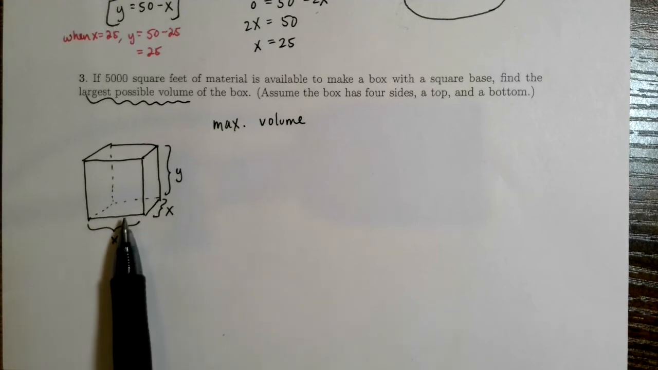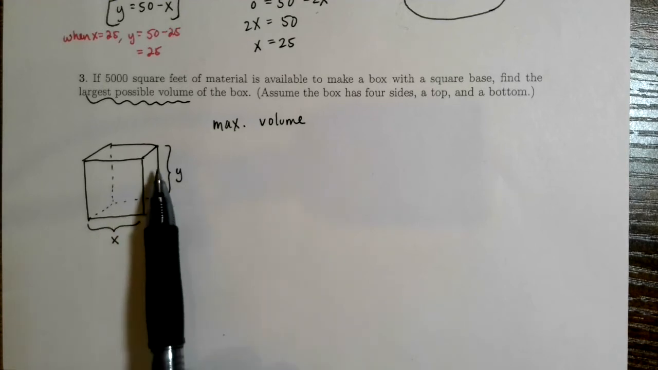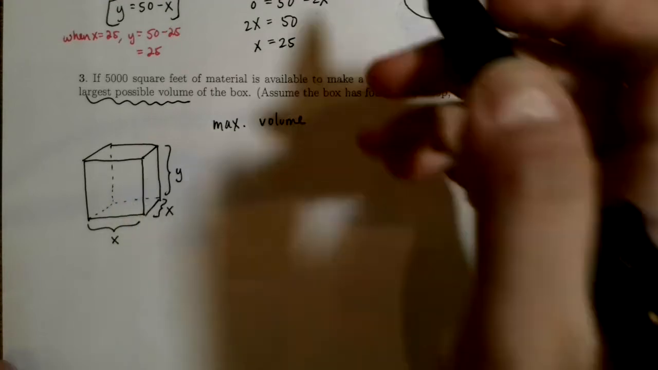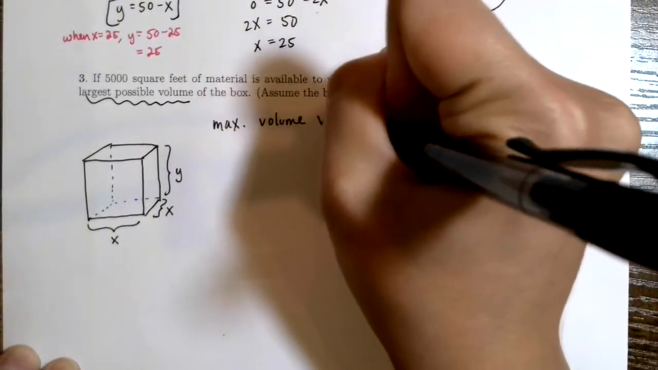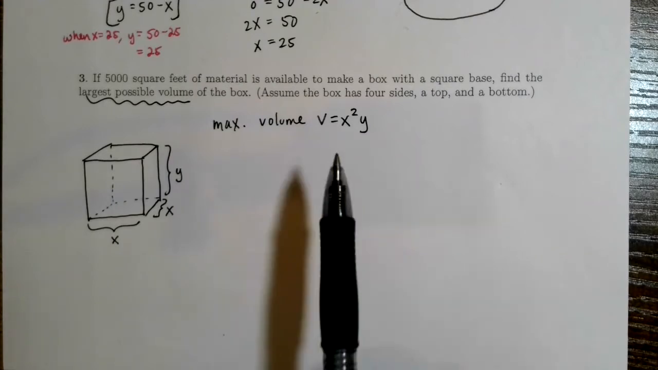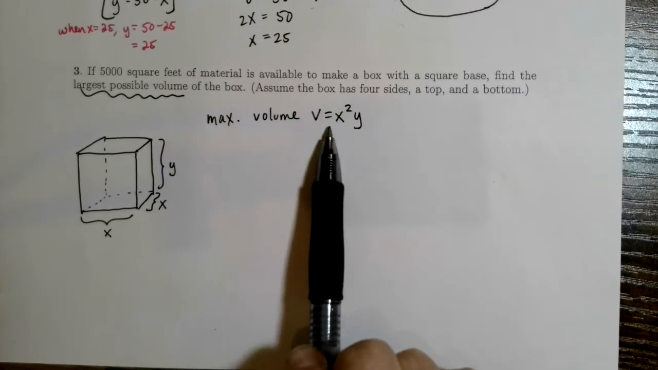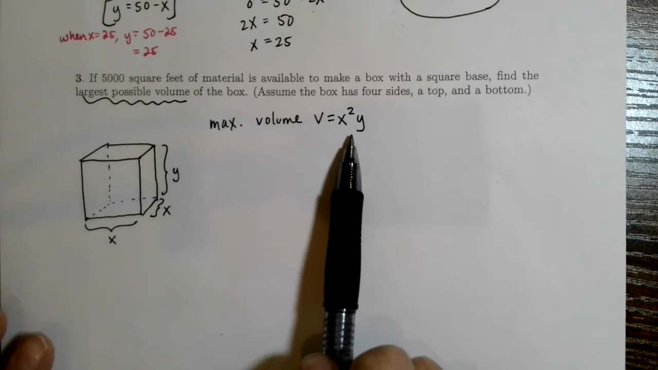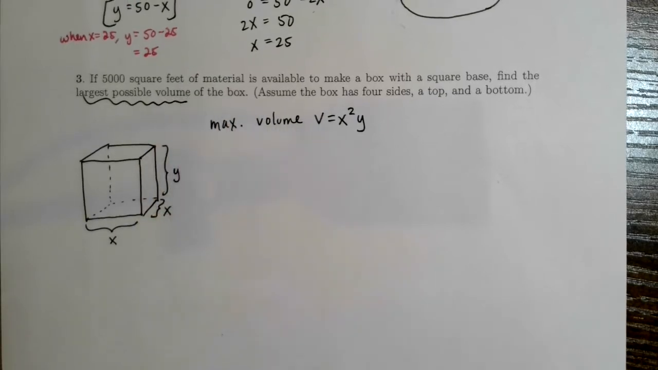All right, so in this picture, the volume is length times width times height. So that'll be X times X times Y. So I'm going to say V equals X squared times Y. Okay, so this is just like the previous 2. This starts out as a function with 2 inputs. We're going to use our constraint to make it a function of a single input.